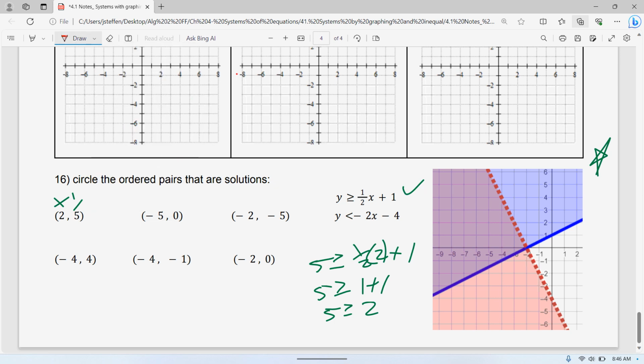Plug in 2 and 5. 5 is less than or equal to -2 times 2 minus 4. 5 is less than or equal to -4 minus 4. 5 is less than or equal to -8. That is not a solution. So this one is not a solution.